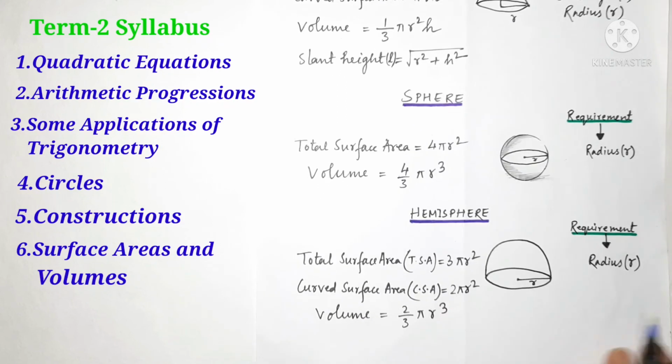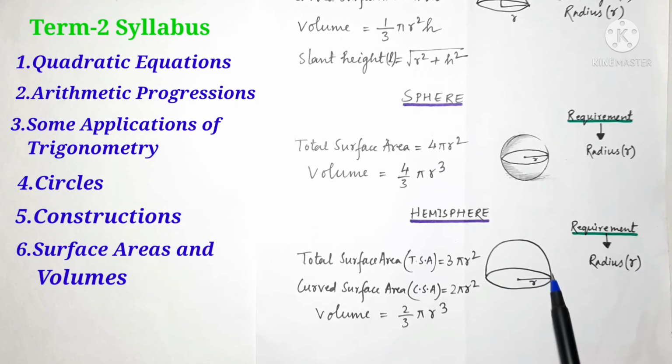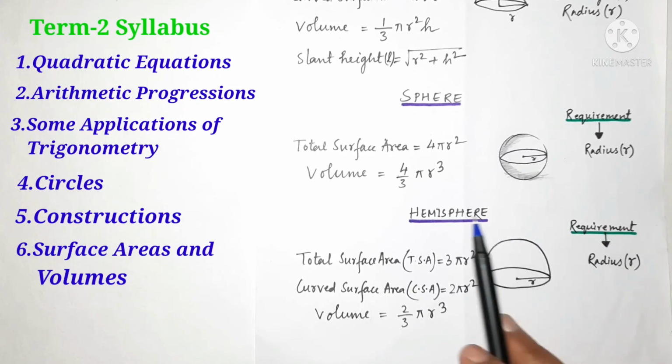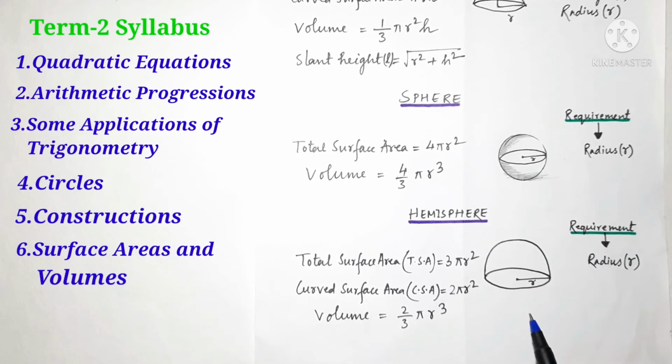And the last shape is hemisphere. That means half of a sphere. So half of a sphere is a hemisphere. Even here you can see the bottom part is circular in shape. So radius is r, and only the radius is required. When you solve the hemisphere, you need to know the radius. Total surface area is 3 pi r square. Curved surface area is 2 pi r square, and volume is 2 by 3 pi r cube. So these are the solid shapes that you have to learn from this chapter. Now let us see in the next chapter what you have to learn.